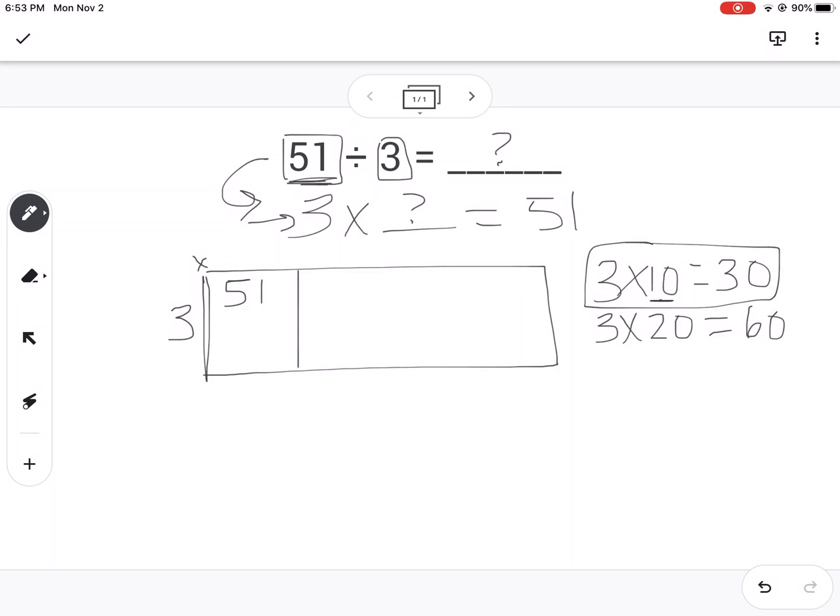I'm going to take this 10 and put it right up here. 3 times 10 is 30. Then I'm going to subtract these two numbers. I have 1 minus 0 is 1. 5 minus 3 is 2. So I'm left with 21.